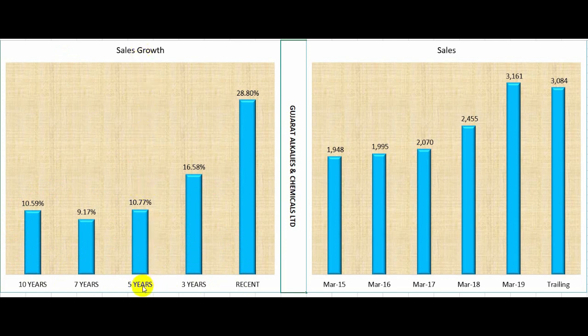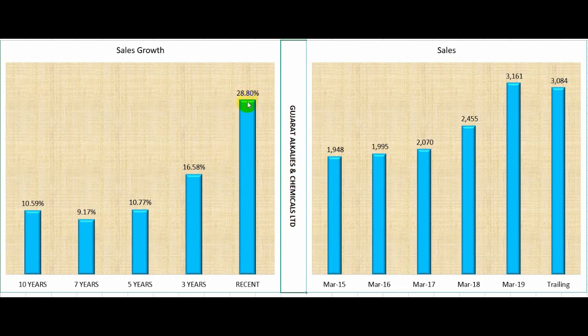So the sales has been growing in last 5 years at the rate of 10.7% every year compounded. So there's a difference between the compounded growth and the average growth. In the last 3 years, the growth has further increased. The speed at which the company's sales has been growing is at 16.58%. So this is much better. And in the recent 12 trailing months, it has increased by 28.8%.